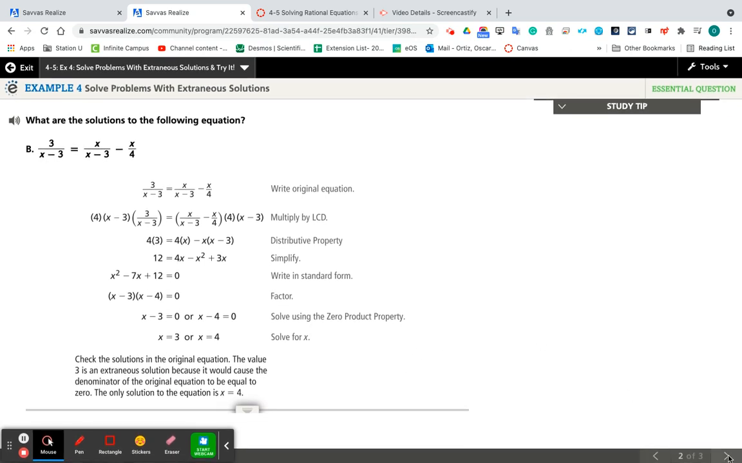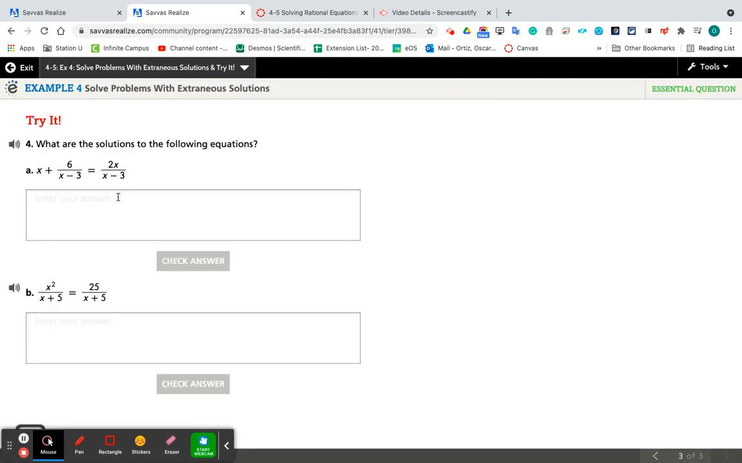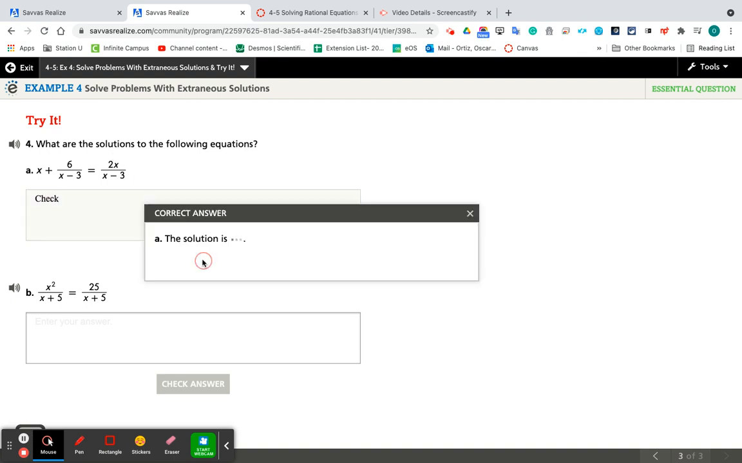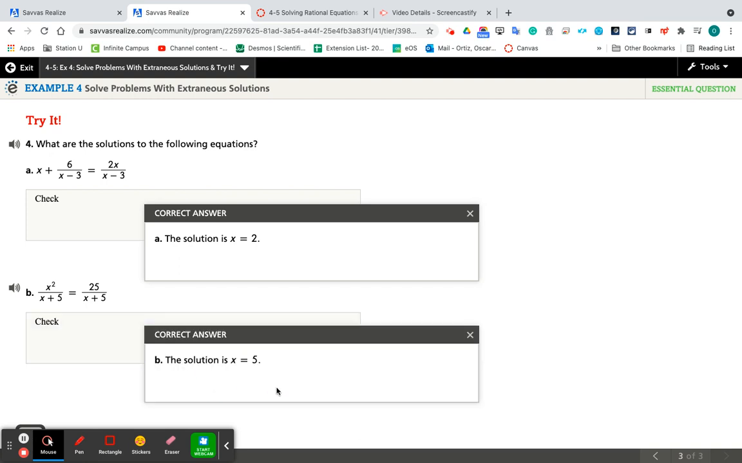So now please check by trying these exercises. Give it a try and check the answer after a couple of minutes. Don't forget to identify the extraneous solutions. They didn't actually do it here, but I would like for you to do that too.